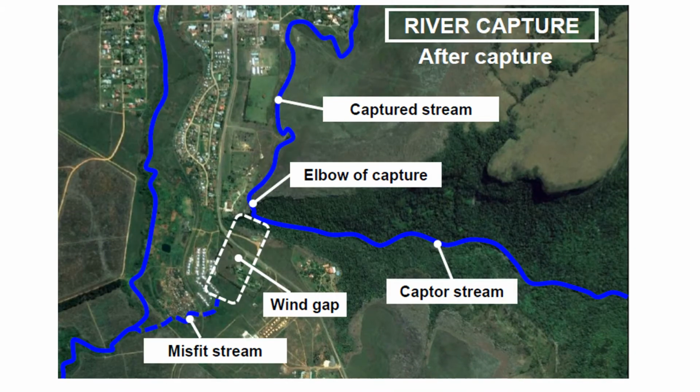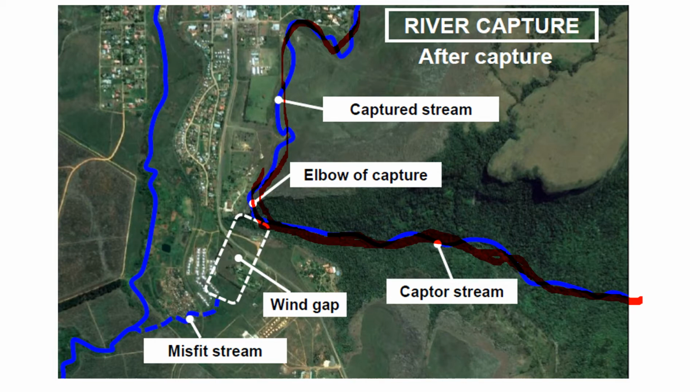And this is what it looks like after river capture has taken place. So this captor stream here has had its headward erosion. It eroded backwards, and it intercepted this stream here, and it has in fact stolen all of this water up that way, has gone into this captor stream. So the captor stream is now rejuvenated, a lot more energy.